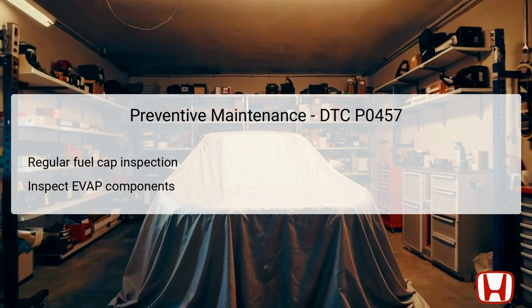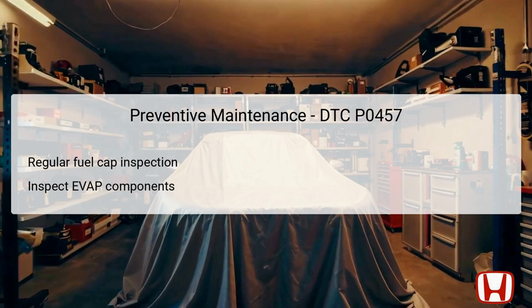Preventive maintenance is an essential strategy in keeping the EVAP system functioning optimally and avoiding future triggers of DTC P0457. Regular inspections of the fuel fill cap and its seal should be conducted to ensure they are secure and free from damage. Observational checks can help detect any wear that may lead to leaks before they escalate into larger problems.